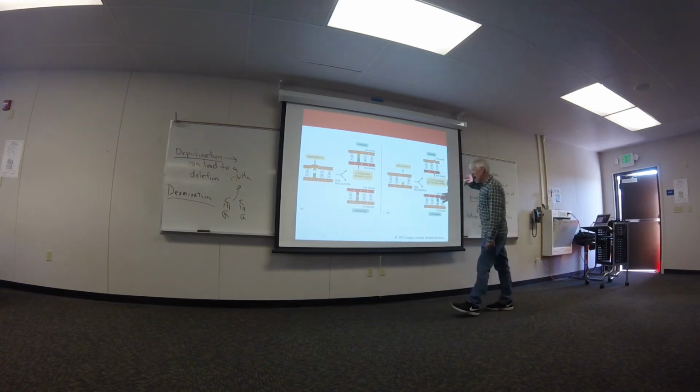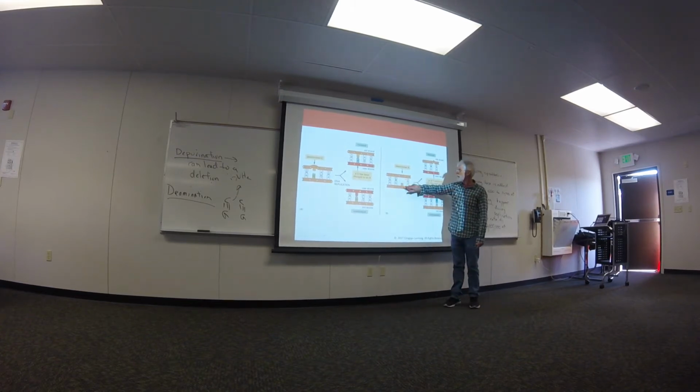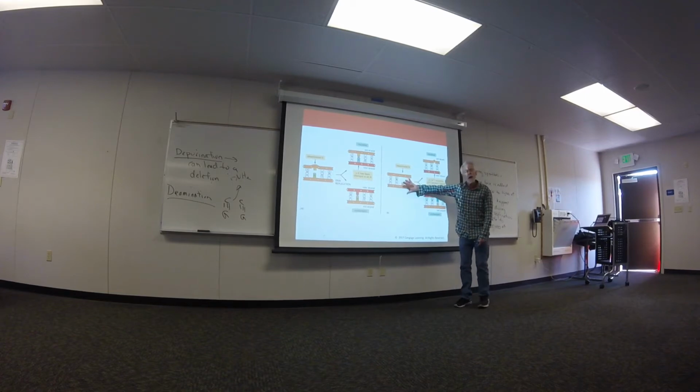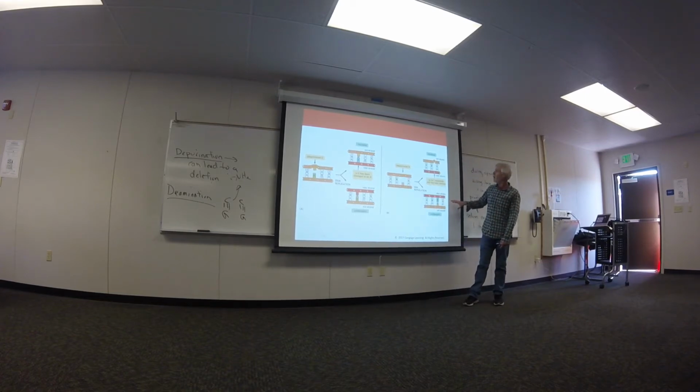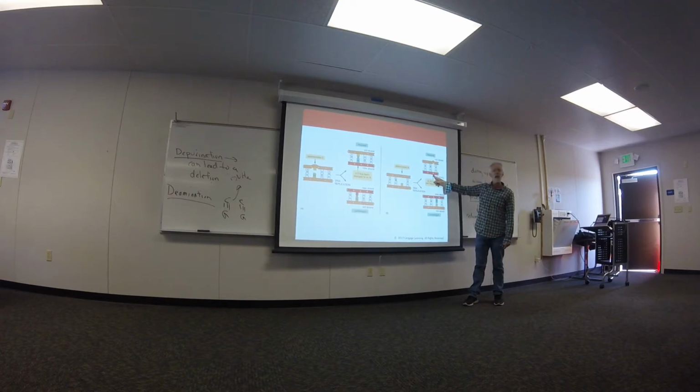Now, in a depurination, the base is gone. The A is gone. We lost the nucleotide ring. The sugar phosphate's still there. And when DNA replication occurs, it sees no base and just eliminates it. Now you've got a deletion. Be nice if we could restore it, but sometimes it causes a deletion.